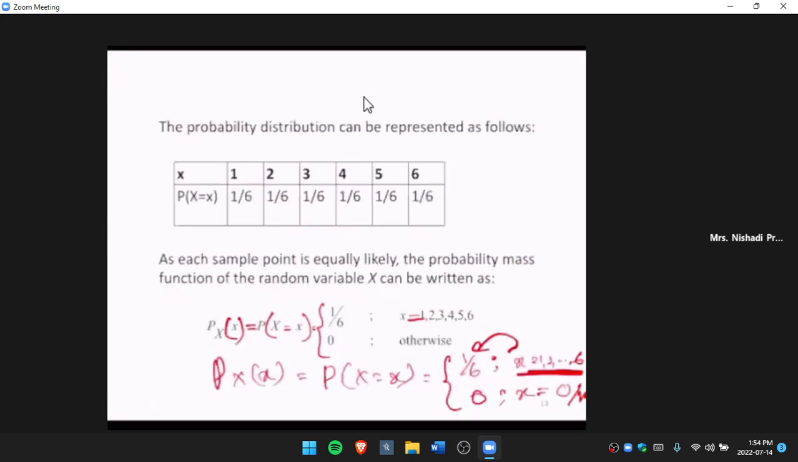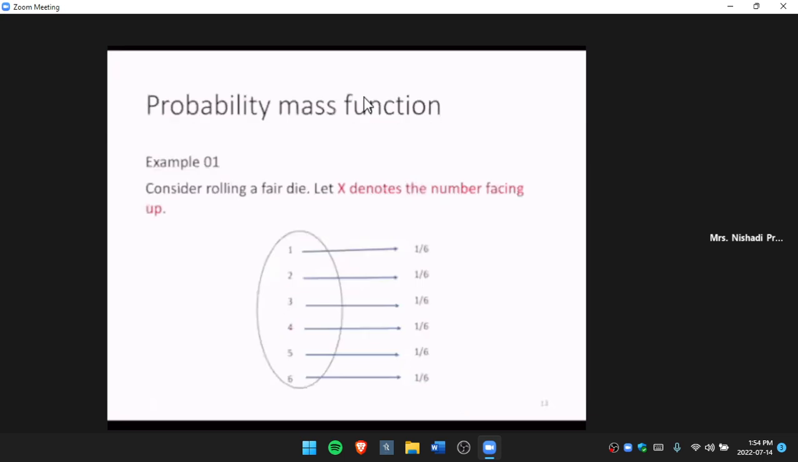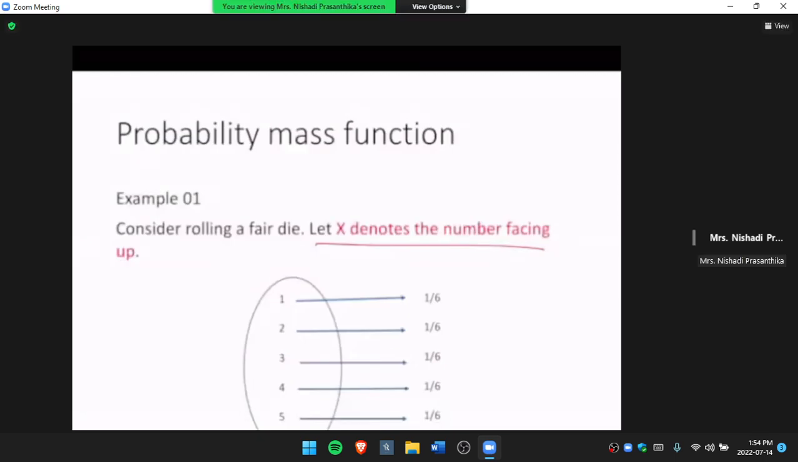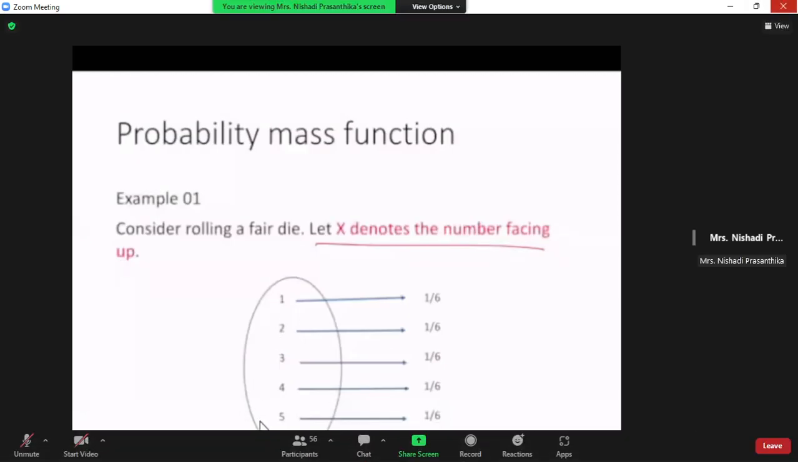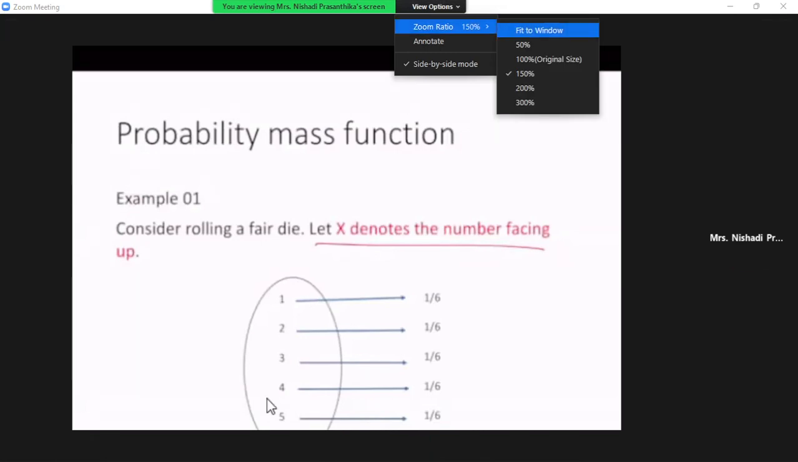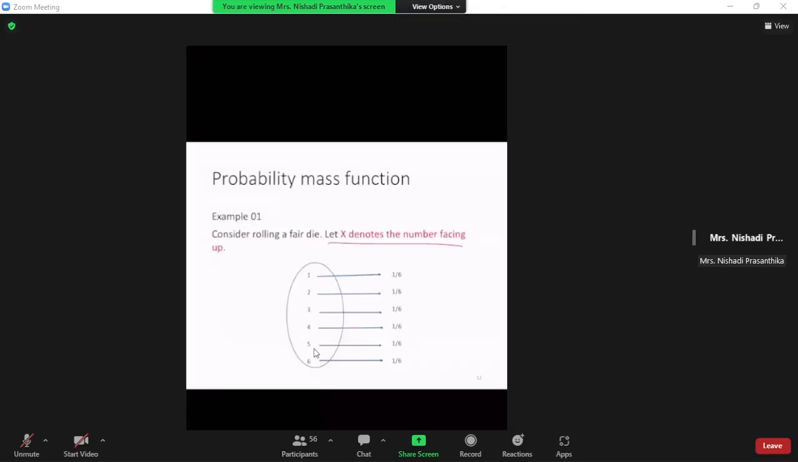Okay, better to discuss this example again, right? Now, here we roll a fair die. Now we define the random variable x as the number facing up, right? Now, if you're asked to find the sample space for this experiment, what is the sample space? That should be 1, 2, 3, 4, 5, 6.